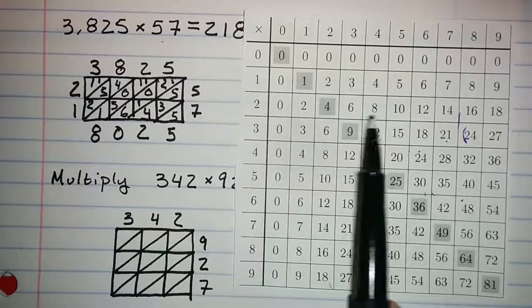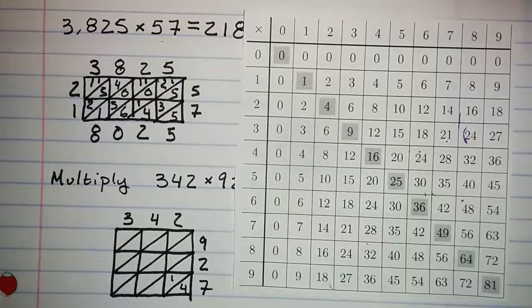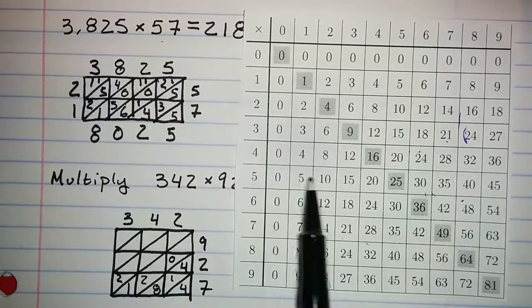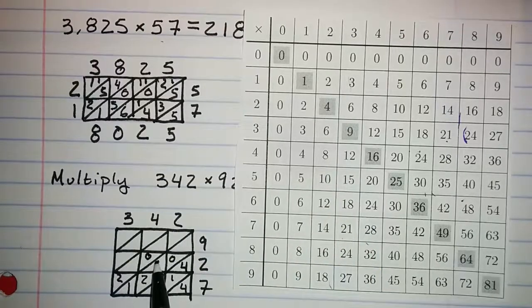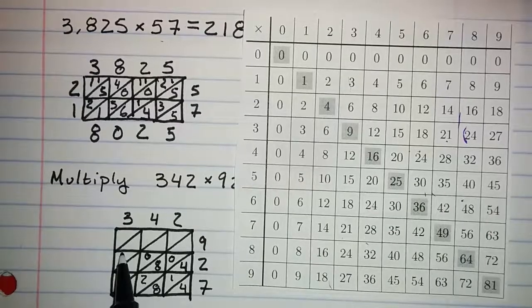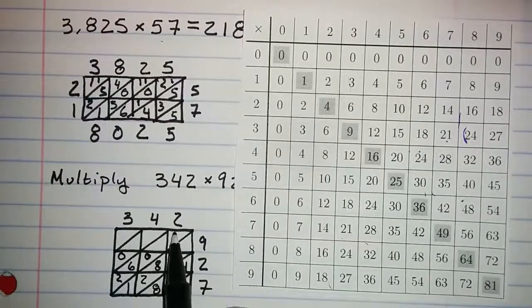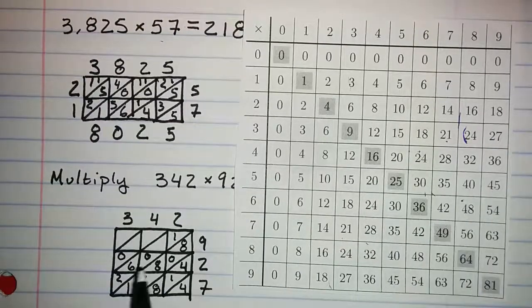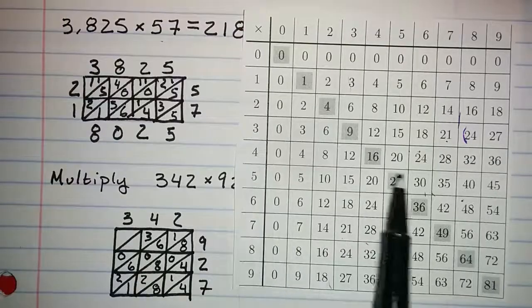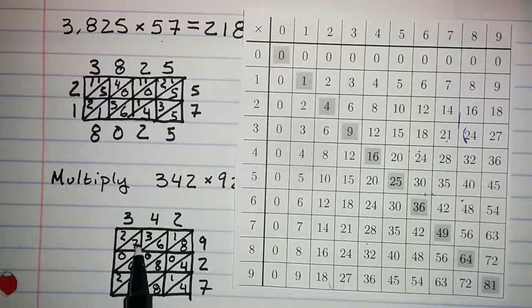2 times 7 is 14. 4 times 7 is 28. 3 times 7 is 21. 2 times 2 is 4. And again, I'm going to write that as 0, 4, so I know I didn't just forget about this box. 4 times 2 is 8, 0, 8. 3 times 2 is 6, 0, 6. 2 times 9 is 18. 4 times 9 is 36. 3 times 9 is 27.